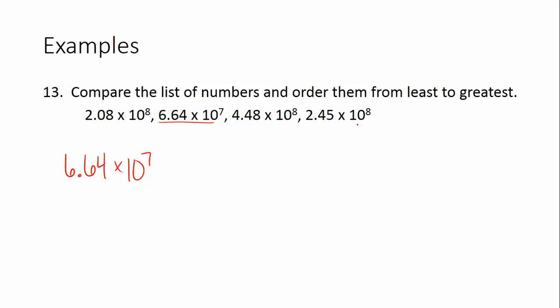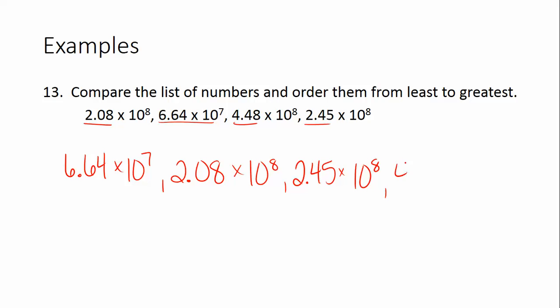Now everything else has an exponent of 8. So now we're just comparing the factors in the front. So next is 2.08 times 10 to the 8th, followed by 2.45 times 10 to the 8th, followed by 4.48 times 10 to the 8th.